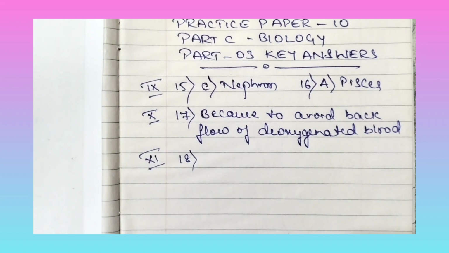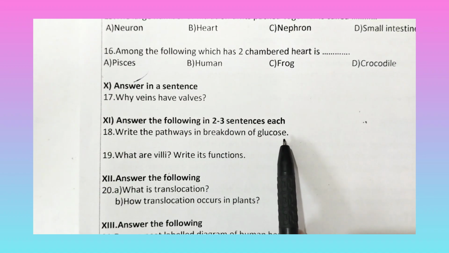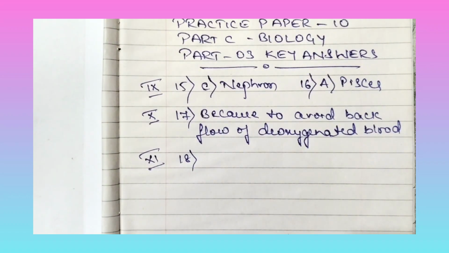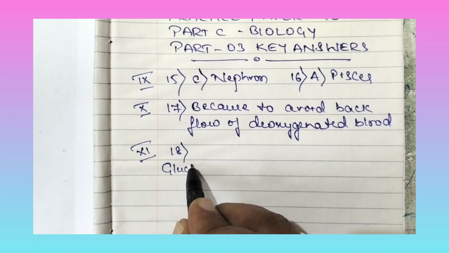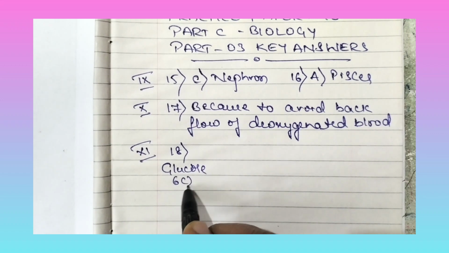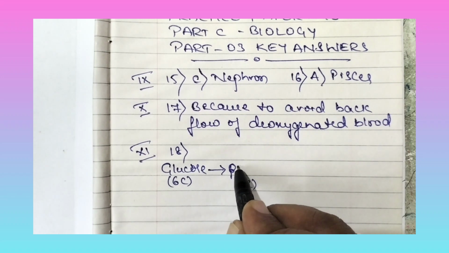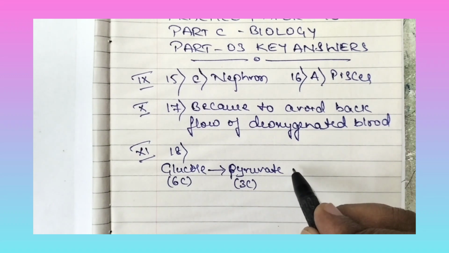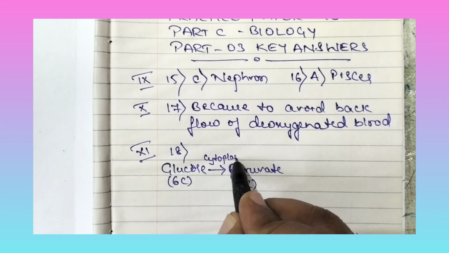Now let us move to the 18th question. The 18th question is, write the pathways in breakdown of glucose. So we have to write the pathway for the breakdown of glucose. We know that glucose is a 6 carbon compound. This 6 carbon compound glucose is converted into a 3 carbon compound called pyruvate. Glucose is converted into pyruvate in the cytoplasm of the cell.